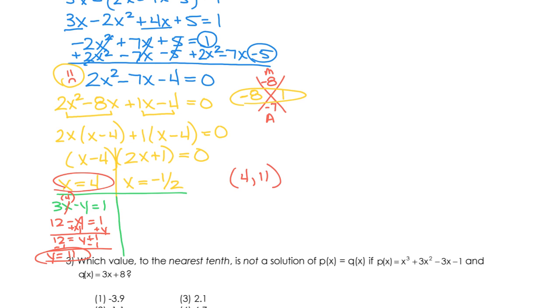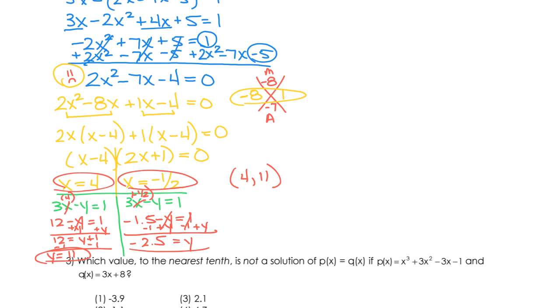We're going to take the same equation, 3x minus y equals 1, and take out the x and put in negative 1/2. 3 times negative 1/2 is negative 1.5 minus y equals 1. We can add the y over to this side and subtract the 1 over to this side. If we do that all in one step, we end up with negative 2.5 equal to y. Now we take the x and pair it with our y and get our second point of intersection, which is negative 1/2 comma negative 2.5.